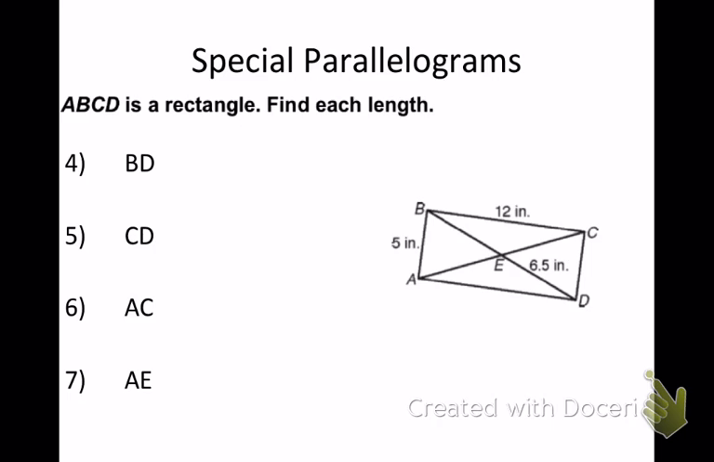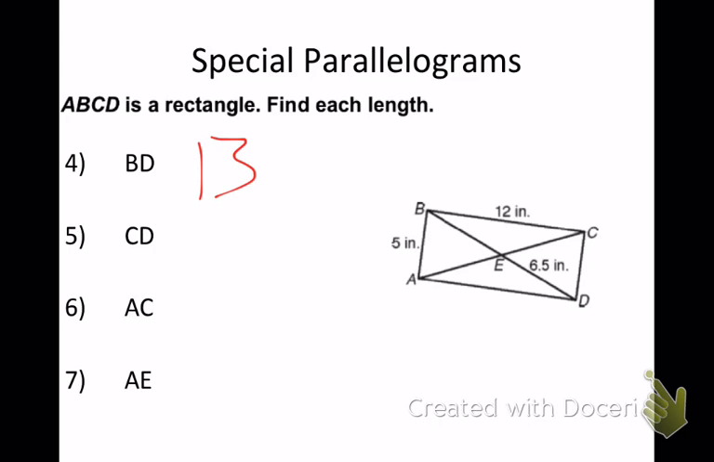Using the rectangle to the right, find the following lengths. Take a couple seconds, try these 4 on your own. As I look at this, number 4. Quinn, what do you think about number 4? BD. What's BD going to be? 13. How did you get 13?